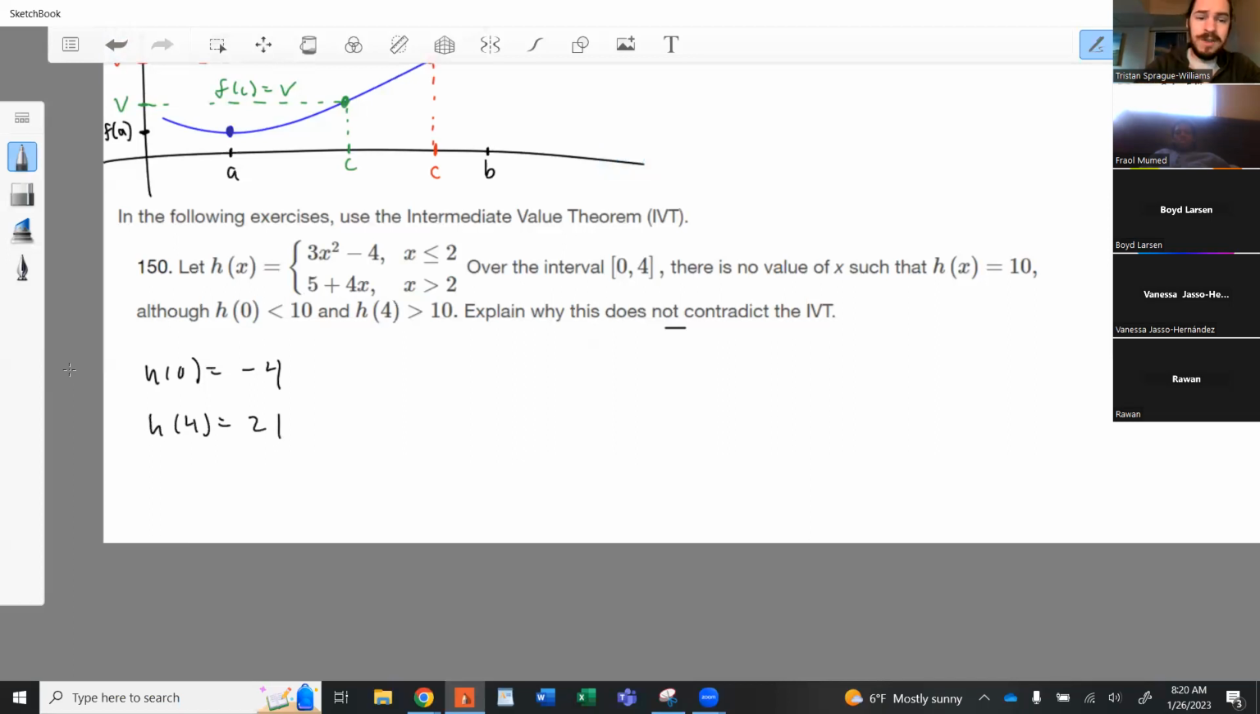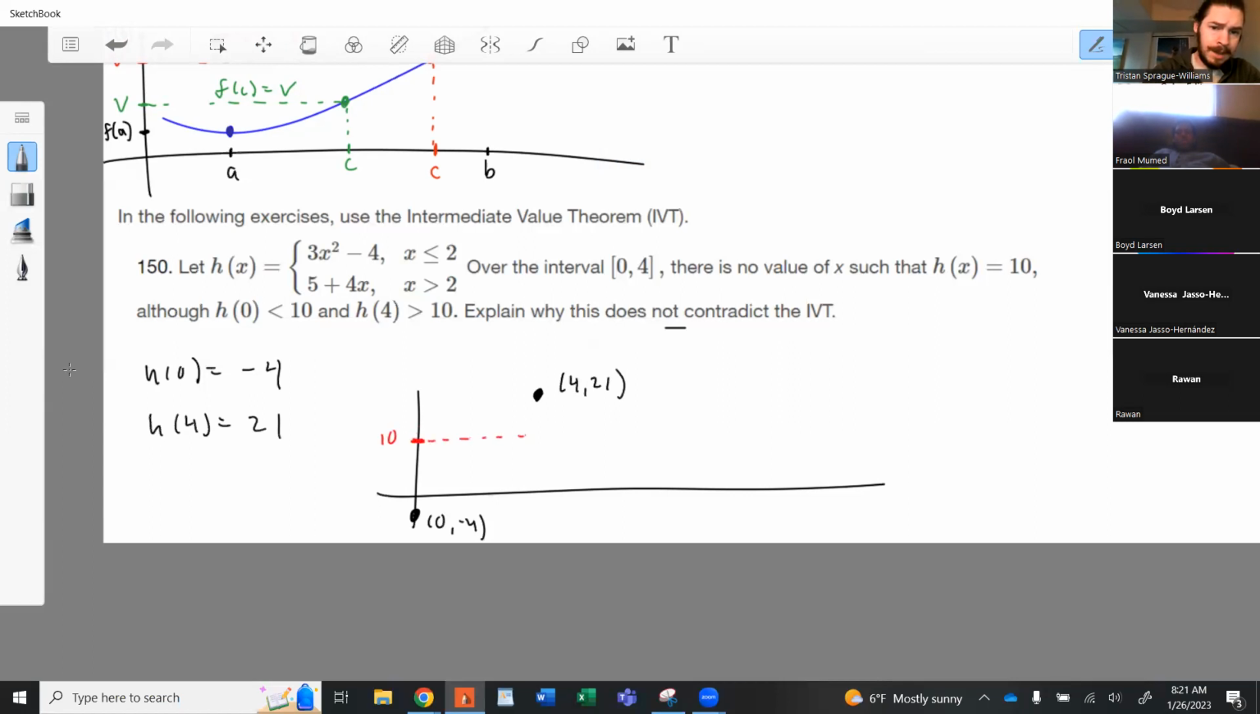So what it's saying is you've got (0, -4) down here, and you've got (4, 21) up here. 10 is a y value that lies in between these. Here's 10. And so the graph, if it goes from here to here, it should pass through that red line somewhere, right? No matter how it goes.